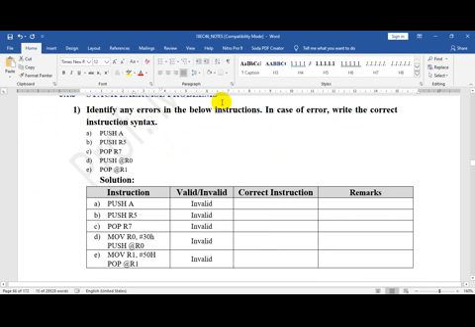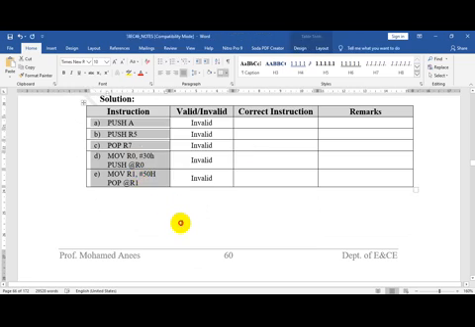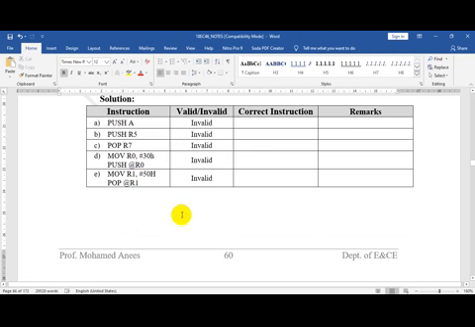Identify any errors in the below instructions. In case of error, write the correct instruction syntax. So these are the instructions given, and I have noted all those instructions here.